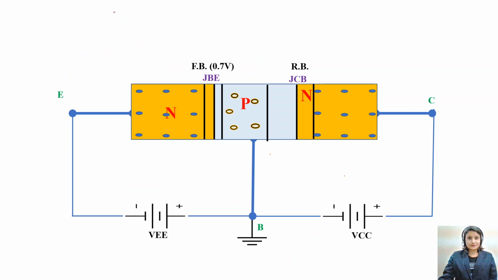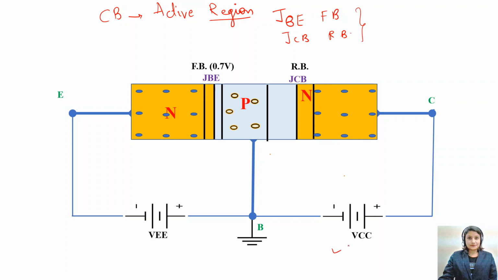I have told you that CB configuration we are explaining in active region. I told you that transistor is used as an amplifier, so it is going to be used in active region. Active region means its base emitter junction must be forward biased and collector base junction is reverse biased. For this proper biasing, we require two batteries, VCC and VEE. This VEE is required to make the junction between base and emitter forward biased, and this VCC is required to make the junction between collector and base reverse biased.